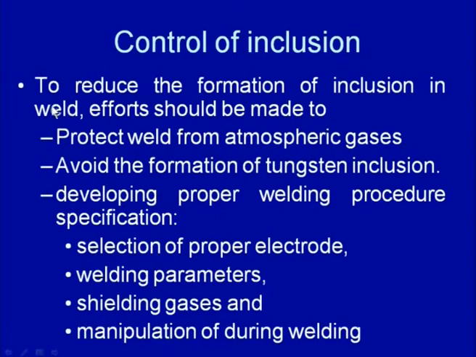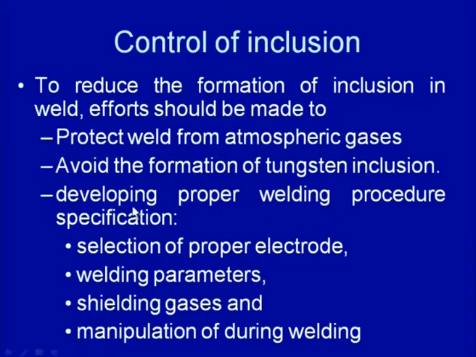The tungsten inclusions are formed mainly when the touch start method is used, or when a very inappropriate welding current and polarity is used for the tungsten inert gas welding process. So, in order to reduce the formation of inclusions in the weld, effort should be made to protect the weld pool from the atmospheric gases properly. For this purpose, shielding has to be done properly with the required flow rate and the correct kind of gas and its grade.